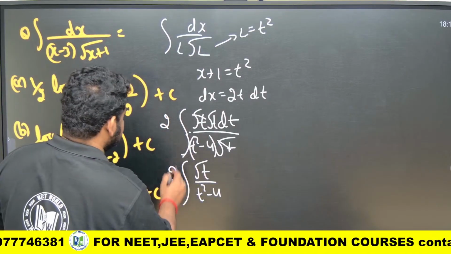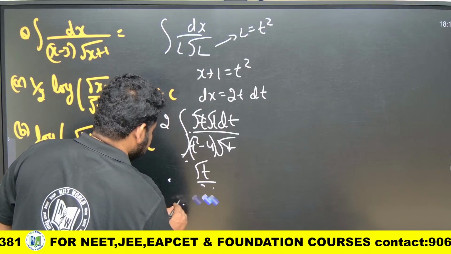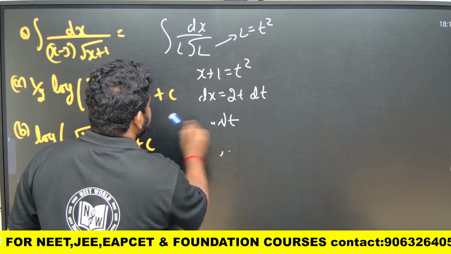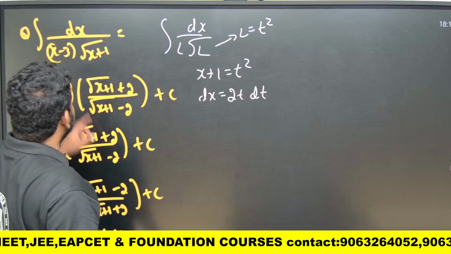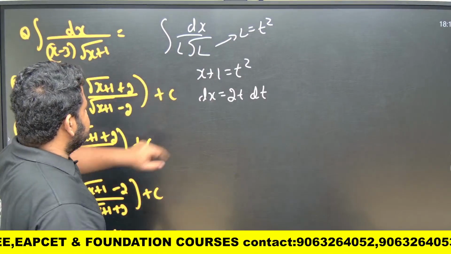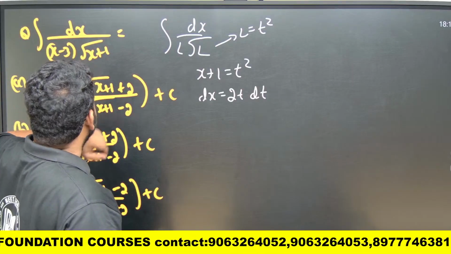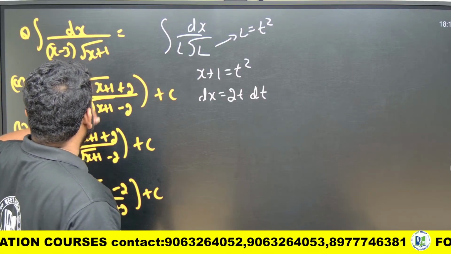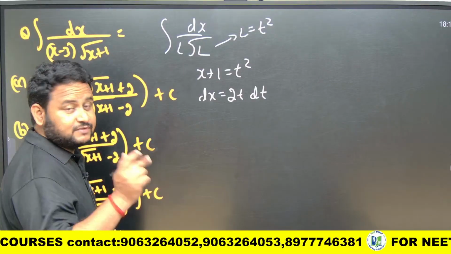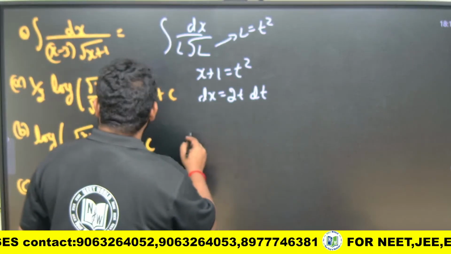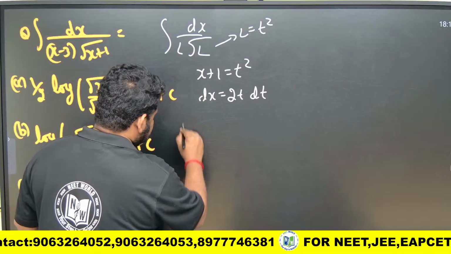Or let me see, have we made any mistake anywhere? Let us see. x plus 1 is equal to t square, so dx is equal to 2t dt. This is x minus 3. So x plus 1 I have to put as t square, it is not just root t. Here we have made the mistake.